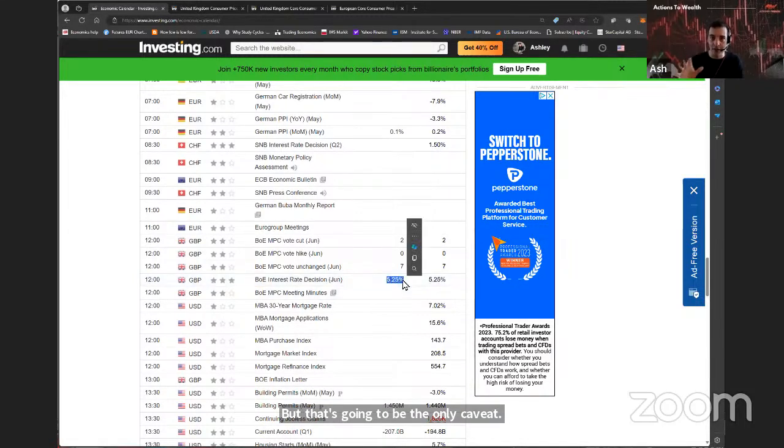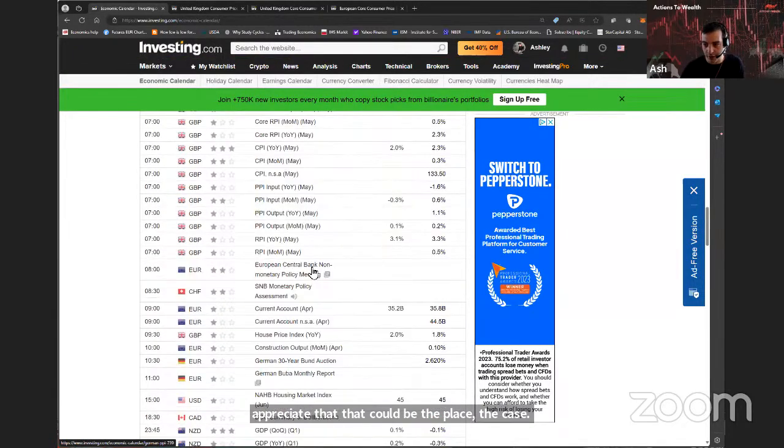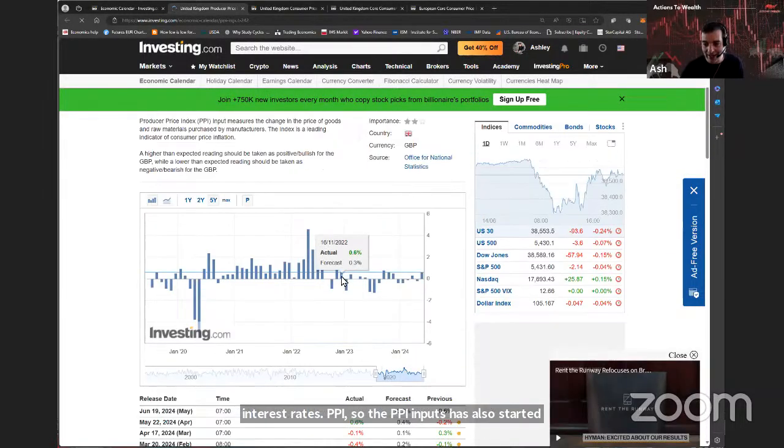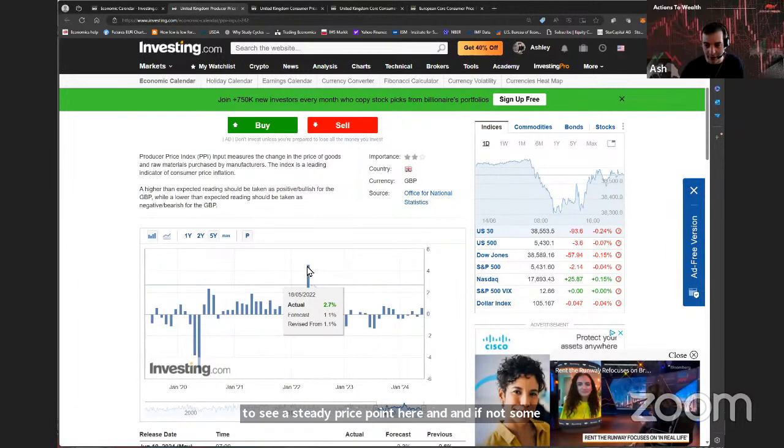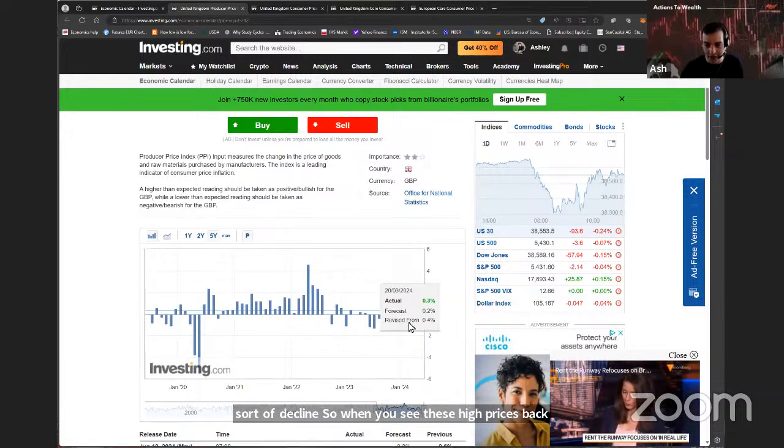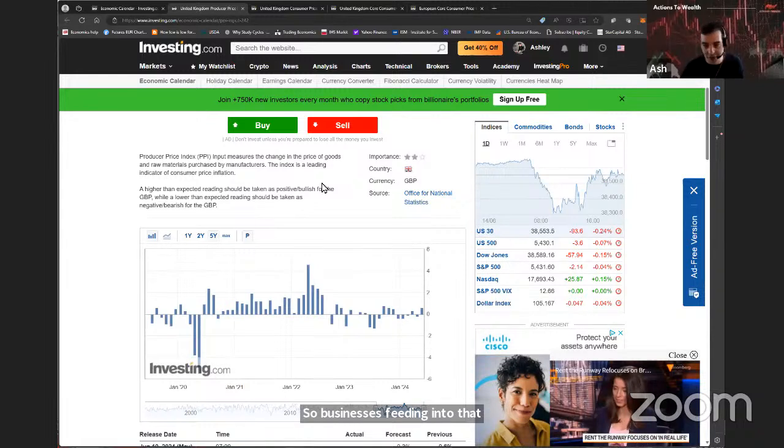They are ready. The inflation is under control in the UK in accordance to the CPI data. Core CPI could do with dropping a bit more, so I appreciate that could be the case. But the CPI data is at the right level for them to lower interest rates. PPI, so the PPI input, has also started to see a steady price point here, and if not some sort of decline. So when you see these high prices back here in 2022, we've started to see this get under control. So businesses feeding into that inflation data suggest that is under control as well.